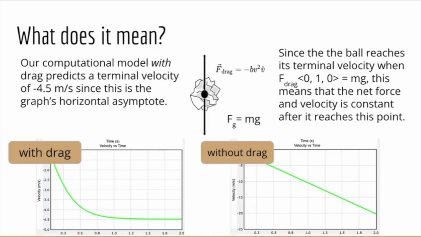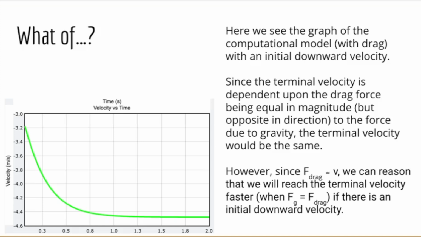What does it mean? Our computational model with drag predicts a terminal velocity of negative 4.5 meters per second, since this is the graph's horizontal asymptote. Since the ball reaches its terminal velocity when F drag is equal to mg, this means that the net force and velocity are constant after it reaches this point. We also see in the free body diagram that mg is equal to the force due to drag when the ball reaches its terminal velocity.